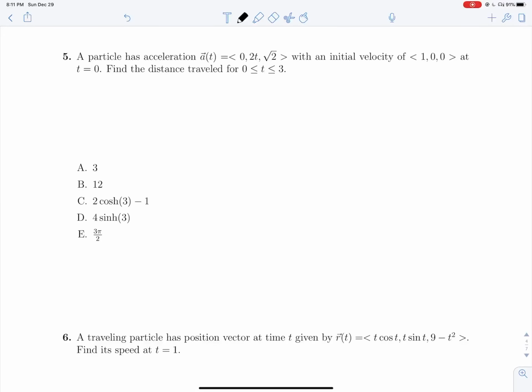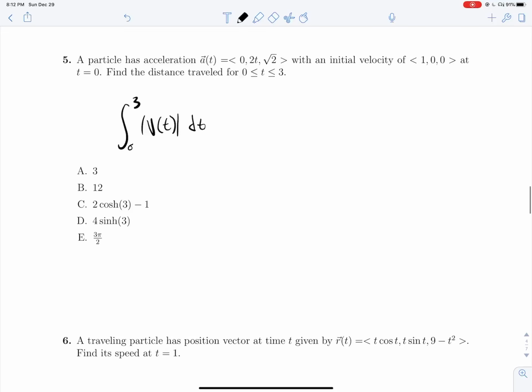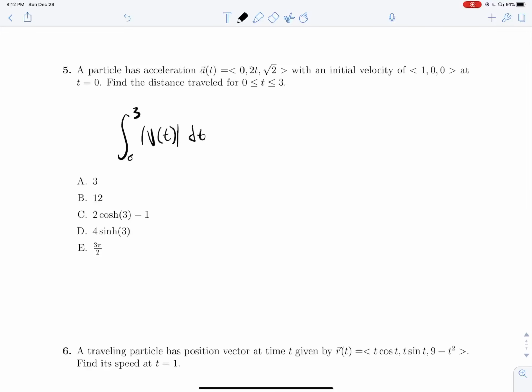We have a particle with some acceleration and an initial velocity, and we're looking for the distance traveled between t equals 0 and 3. We know that in the end, we're going to be solving the integral from 0 to 3 of the magnitude of v of t dt. And this should be relatively easy to solve for. We can integrate each component of a of t to get v of t and adjust given our initial velocity.